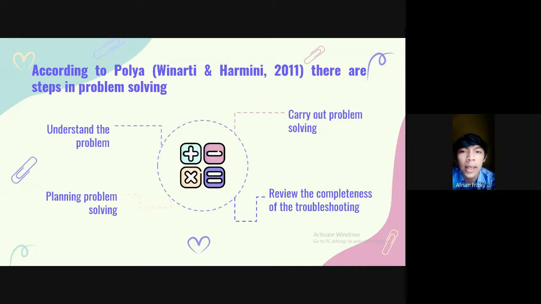And the third is carry out the problem. This step is the main goal of problem solving, which is the implementation step of the problem solving that has been planned. And the last step is review the completeness of the troubleshooting. An important solution is re-examined. This is to find out whether the steps in the completion are correct, and whether the results obtained are in accordance with the problem.